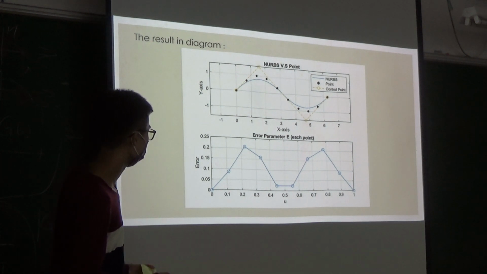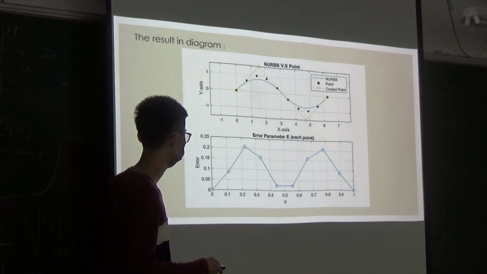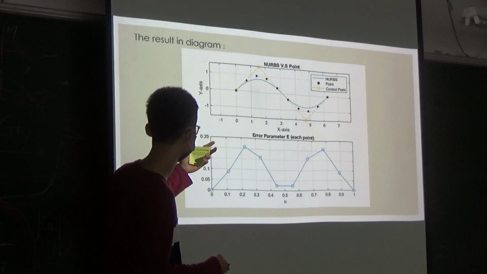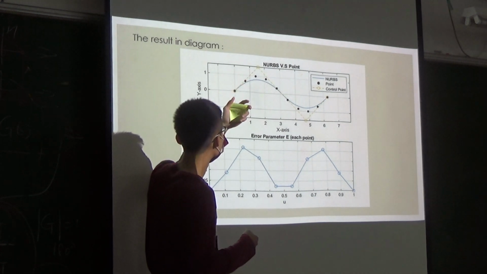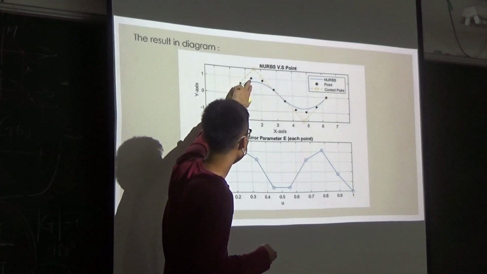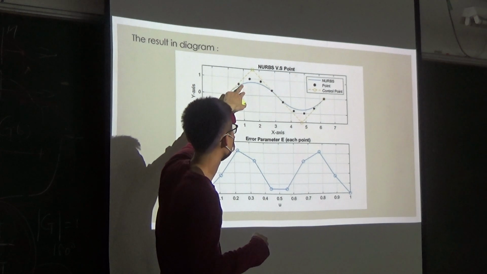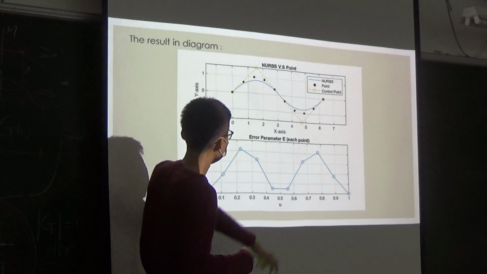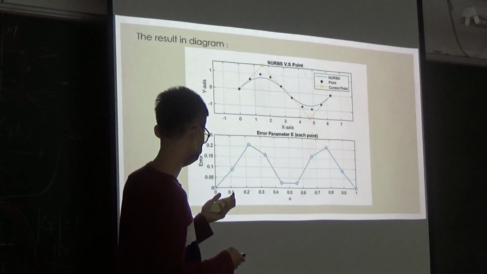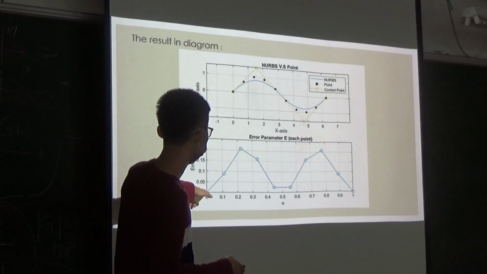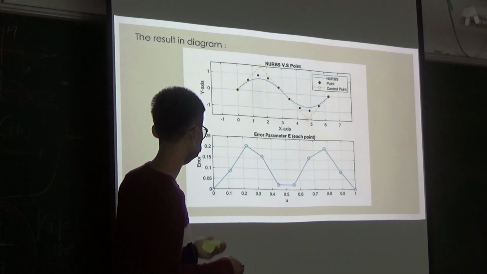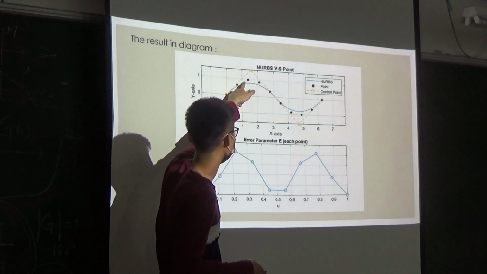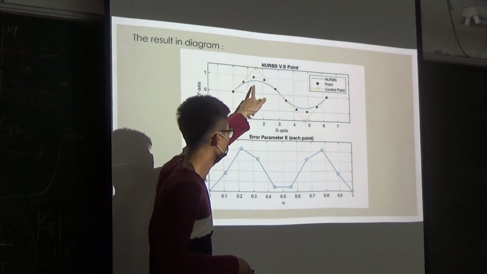If the parameter E is smaller than 0, it means the points are closer to the point than the NURBS. And on the other side, if E is bigger than 0, it means the point is closer to the NURBS than the actual point.